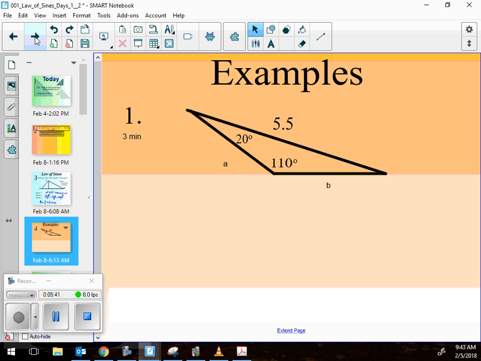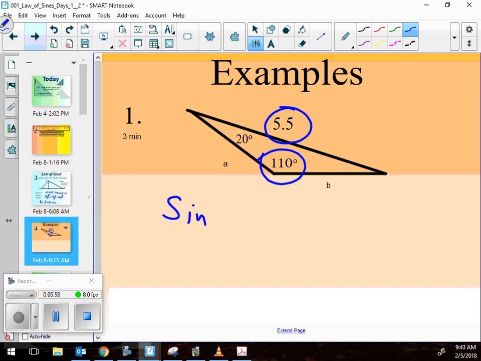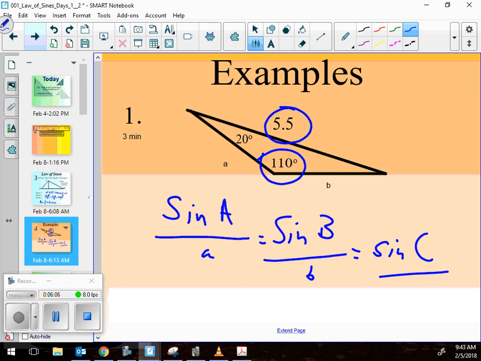I'll give you this hint. When you have a side and the angle across from it, either formula will work, but law of sines is easier. It's a big proportion. Okay, I'm going to write out the law of sines again. Sine big A over little a equals sine big B over little b equals sine big C over little c. And I'm going to figure out what I need to know and what I already do know.